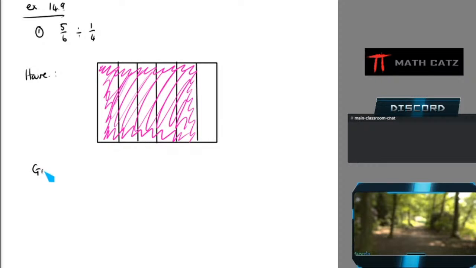My group size is 1/4 of a whole rectangle. There's nothing following this 1/4. It's in reference to a whole. So I need to figure out what on earth this is.